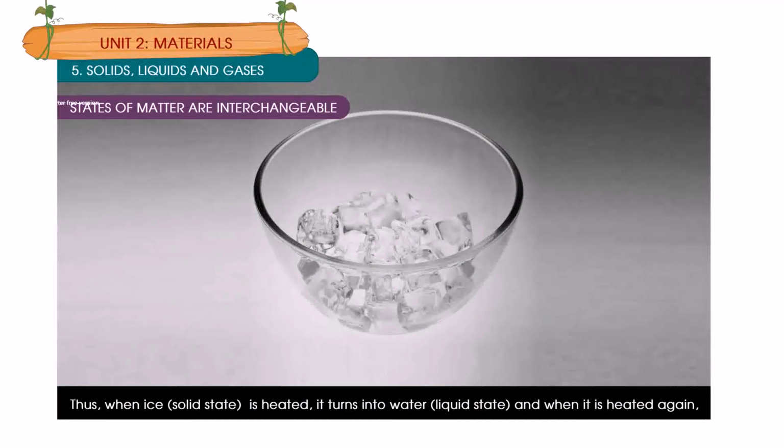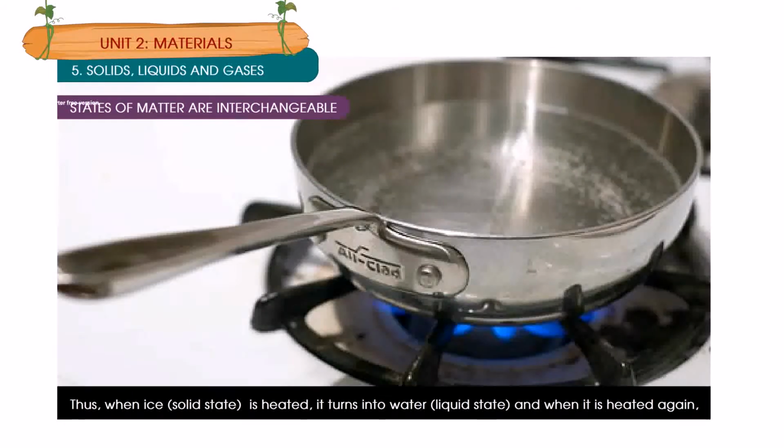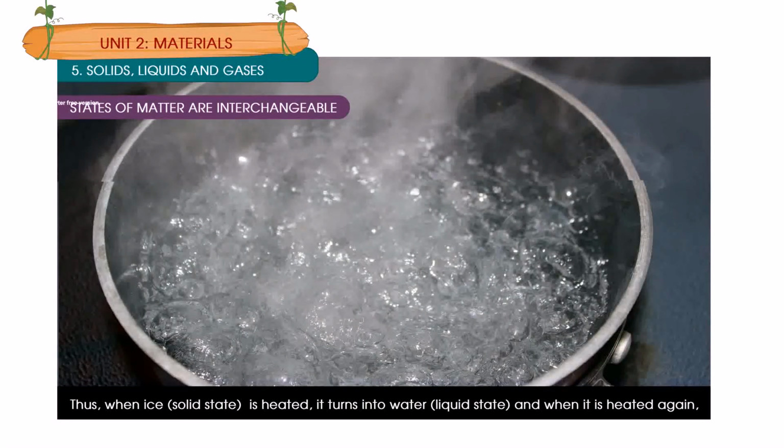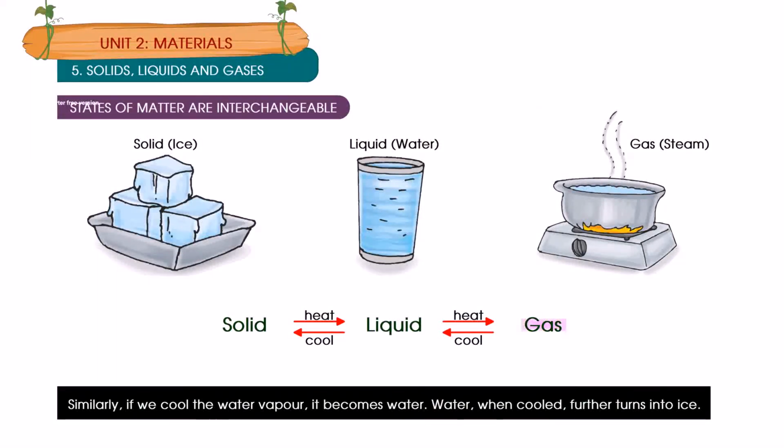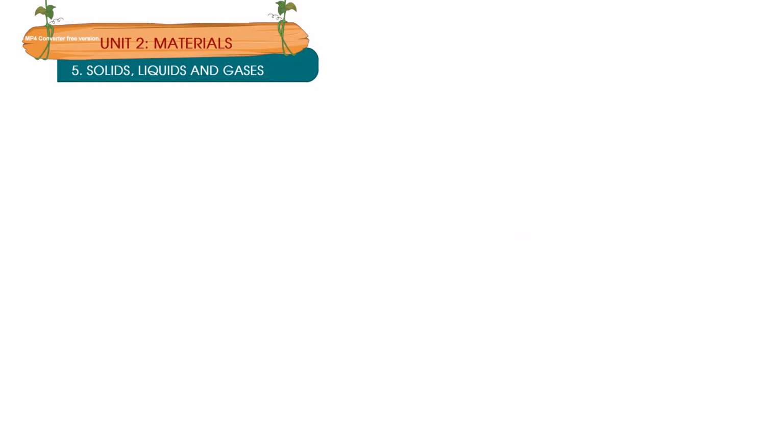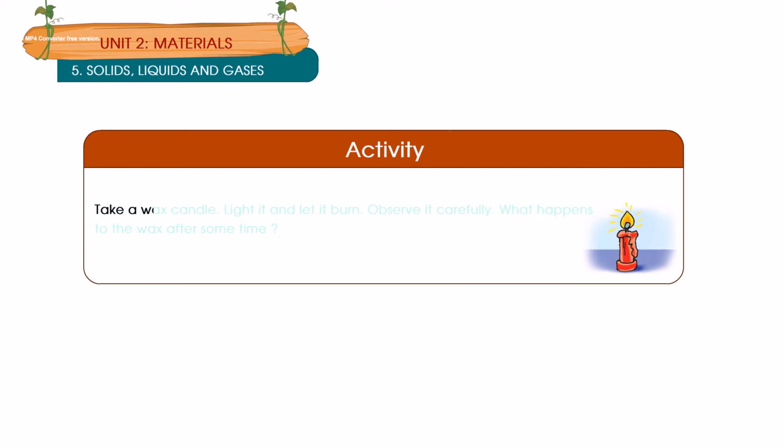Thus, when ice, solid state, is heated, it turns into water, liquid state. And when it is heated again, it changes into water vapor, gaseous state. Similarly, if we cool the water vapor, it becomes water. Water, when cooled, further turns into ice. Activity. Take a wax candle, light it and let it burn. Observe it carefully. What happens to the wax after some time?